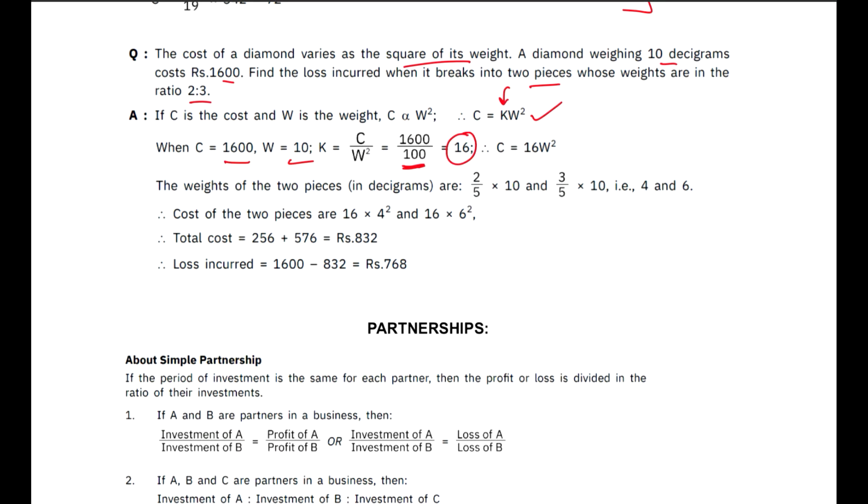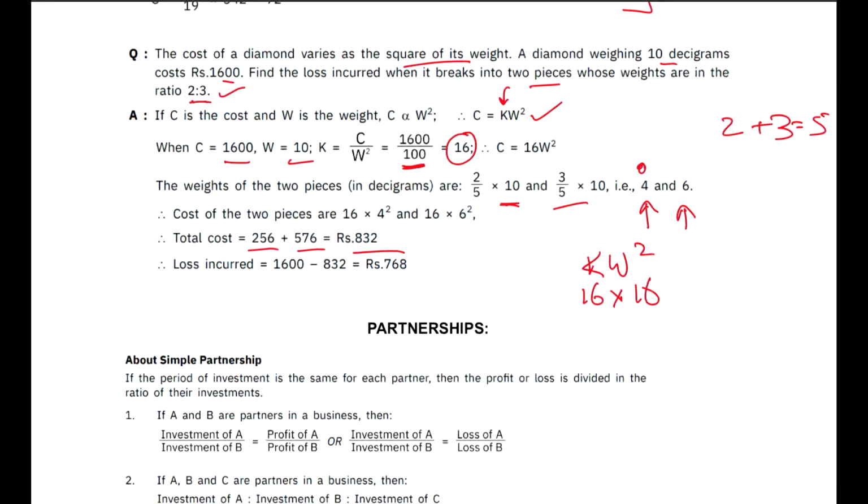The moment we get the value of k, we are supposed to put it in terms of the ratio, that is 2 is to 5. Now 2 is to 3 is the ratio of the two pieces, so the total will be 5 for sure. So 2 pieces out of 5 pieces multiplied with 10 decigrams gives you the value of 4, and this gives you the value of 6. But we know that the cost will be equal to k into w square. So k is 16 and you square the values of the weights you are getting, and you will get the values 256 and 576 in the two cases.